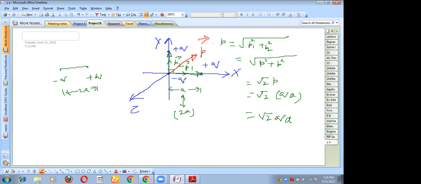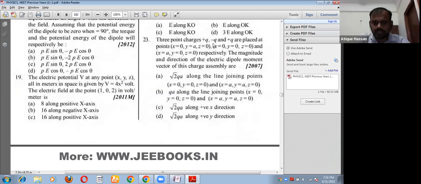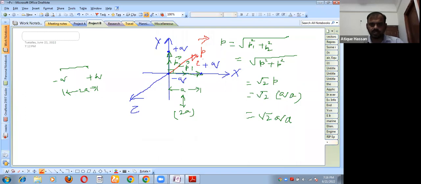Yes, sir. So option A is along the line joining the point X origin and X equal to A, Y equal to A, correct? So if we see this point, it will be x equal to 1, y equal to 1. Correct? And this is the order. So the correct option is 3.